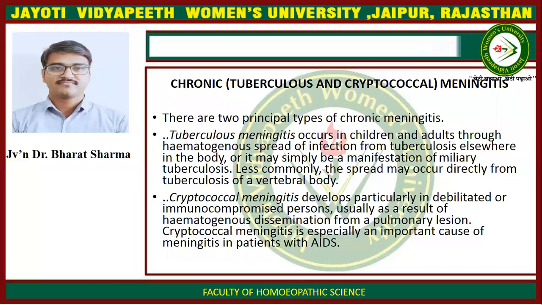There are two principal types of chronic meningitis. First is tuberculous meningitis, which occurs in children and adults through hematogenous spread of infection from tuberculosis elsewhere in the body, or it may simply be a manifestation of miliary tuberculosis. Less commonly, the spread may occur directly from tuberculosis of the vertebral body. Second is cryptococcal meningitis, which develops particularly in debilitated or immunocompromised persons, usually as a result of hematogenous dissemination from a pulmonary lesion. Cryptococcal meningitis is especially an important cause of meningitis in patients with AIDS.